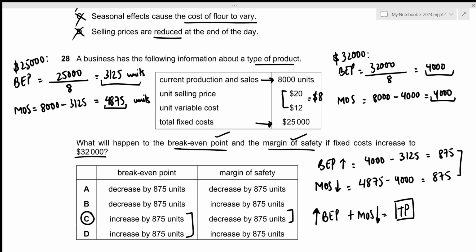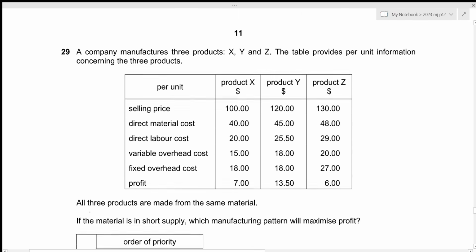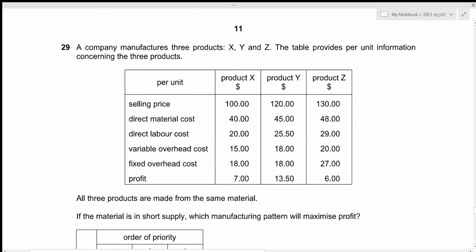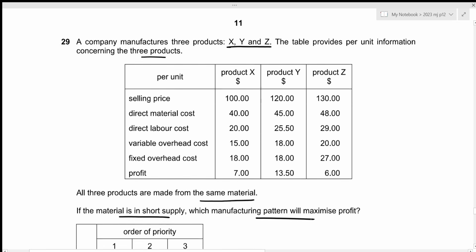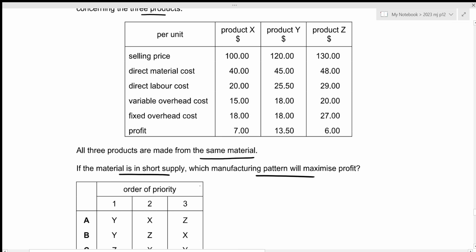Let's move towards the 29th question. A company manufactures 3 products, X, Y, and Z. The table provides per unit information concerning the 3 products. All 3 products are made from the same material. If the material is in short supply, which manufacturing pattern will maximize profit? So we're just trying to figure out the order of priority.